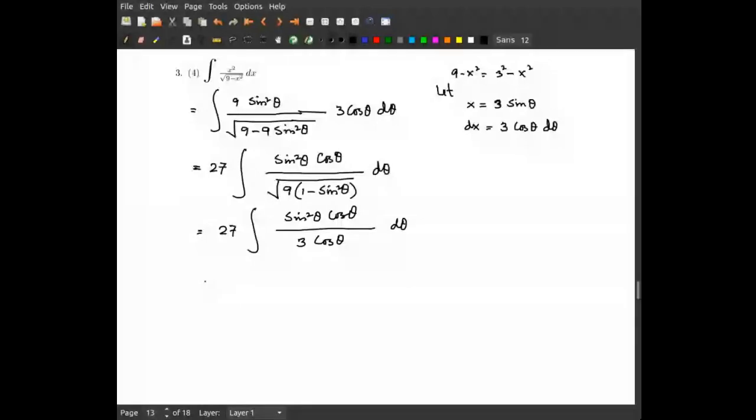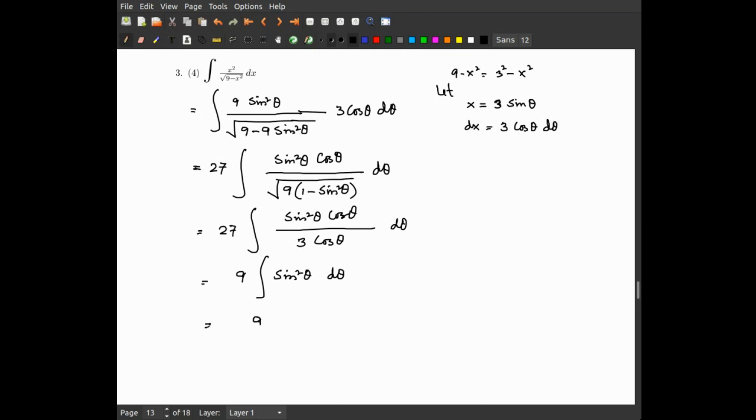Okay. So next, you can cancel that 27 with 3, that means this will be 9. And cos theta is cancelled. That means only sine square theta d theta. Hopefully this looks familiar, right? If you have even power of sine, then we know the strategy to solve it. Can you give me any kind of hint? Which strategy should we use now? Double angle formula. Very, very good.